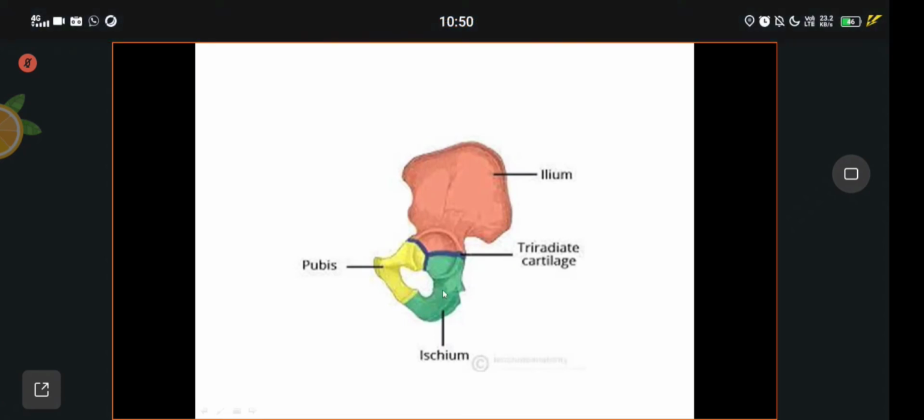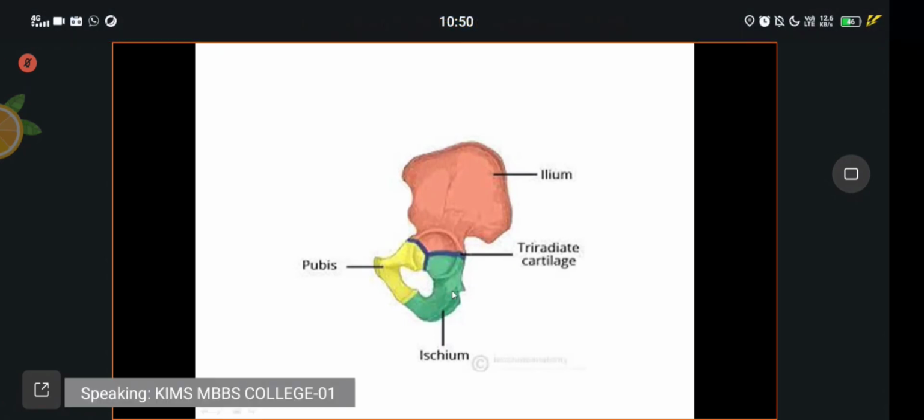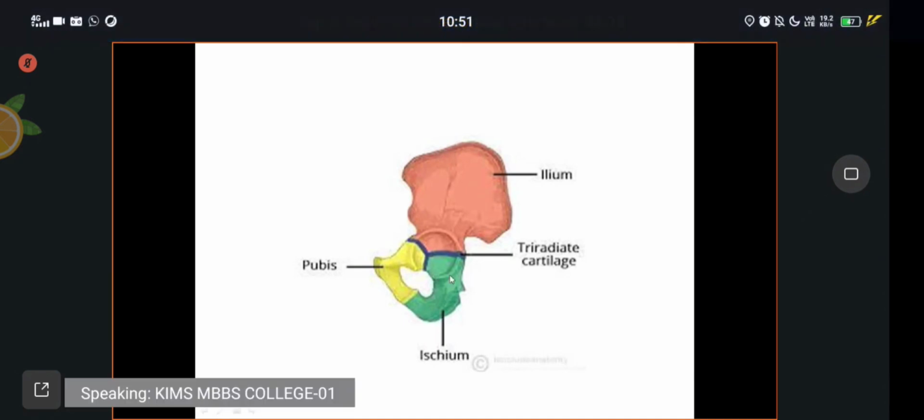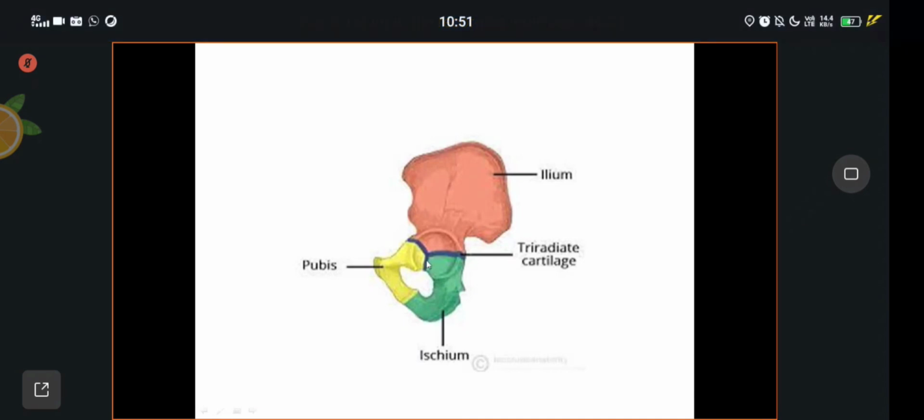If you see here, this is the ischium. The ischium has a body and ramus, and the ramus will join with the pubis to form the conjoined ischio-pubic ramus. Like the ilium, it also has an upper end and lower end. The upper end forms part of the acetabulum. How much does it contribute? What is the ratio? Two-fifths of the posterior inferior aspect of the acetabulum is contributed by the upper end of the ischium.